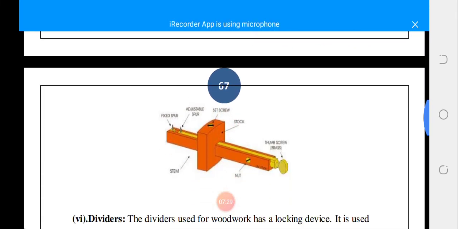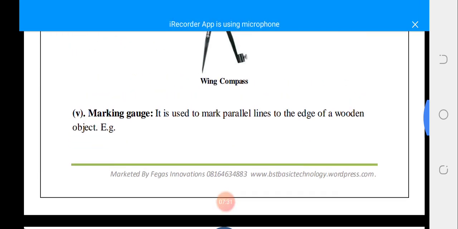And another one under the marking out tools is called the marking gauge. The marking gauge is used to mark parallel lines to the edge of a wooden object. It is used to mark parallel lines. If you notice, this one also is marking, but this one is marking parallel lines. For the meter square, it is marking and what?